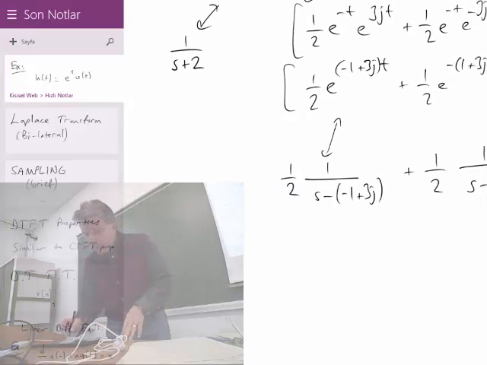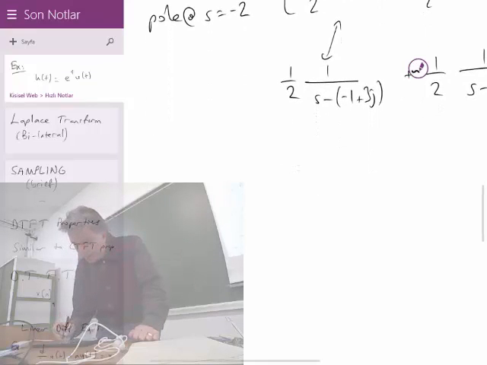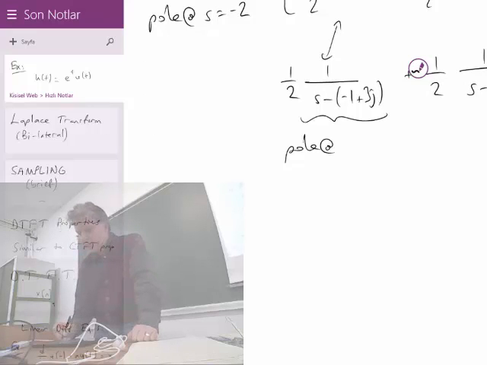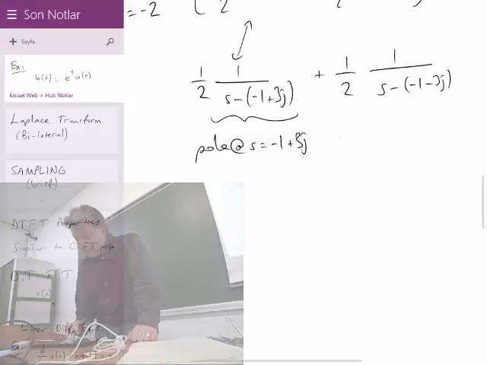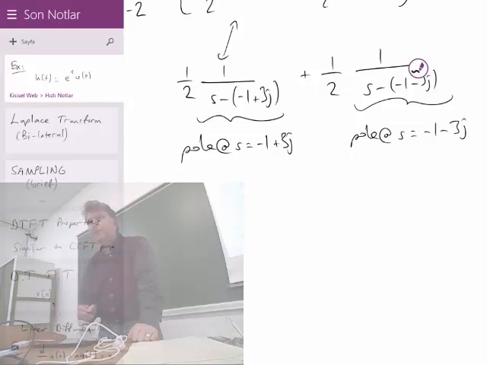First of all, we have a pole from here. The pole is at s equal to minus 2. There's one pole. Here we have a pole at s equal to minus 1 plus 3j, and here there's a pole at s equal to minus 1 minus 3j.